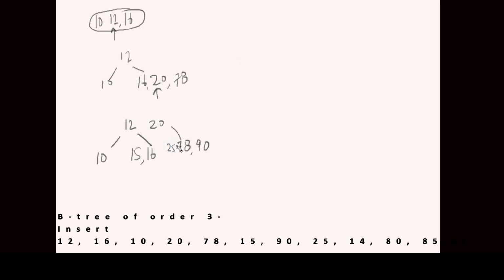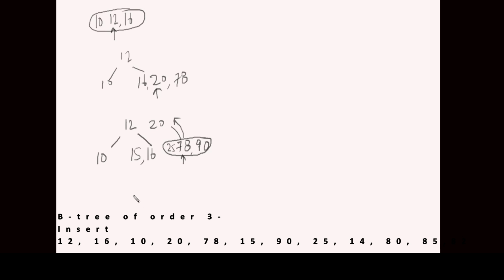So when 25 is inserted here, now this will violate the requirement. So we need to split this, and when split, the 78 will go up. But as we move the 78 to the parent, it again does not fulfill the requirement. So have a look here.